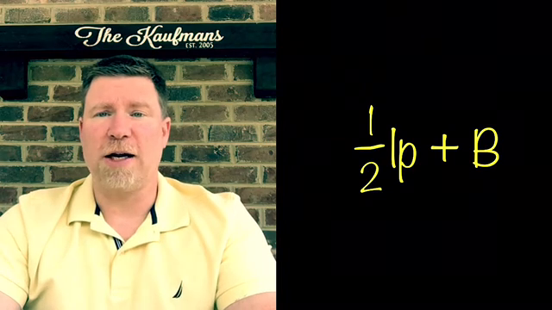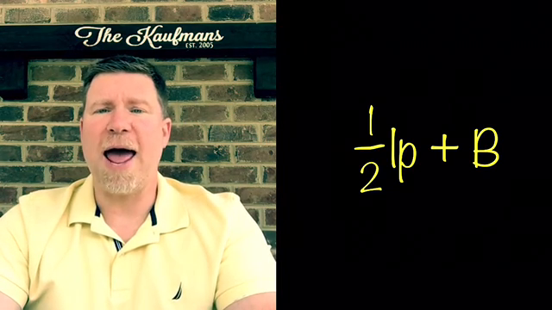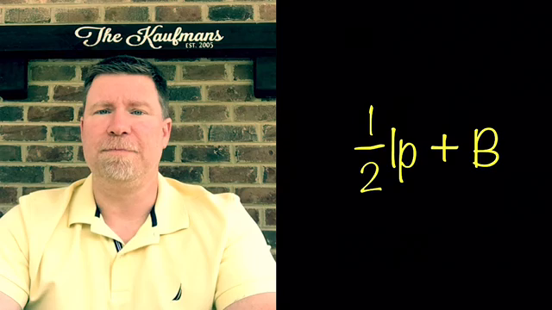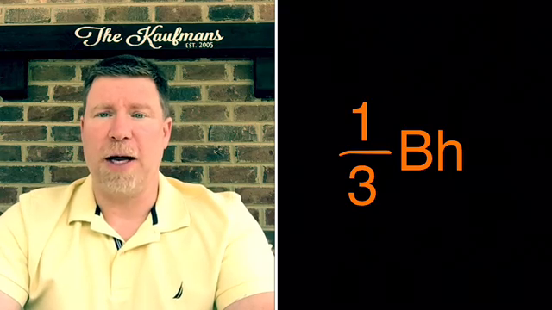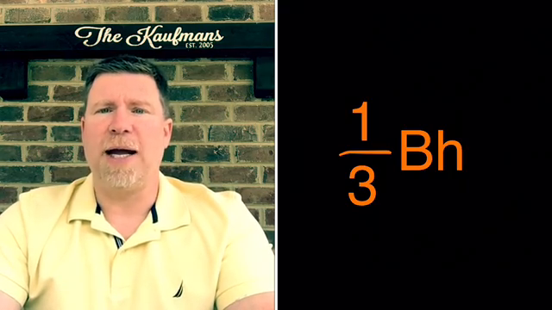The formula to find the surface area of a rectangular base pyramid is 1/2 LP plus B. The formula for the volume of a square or a rectangular base pyramid is 1/3 BH.